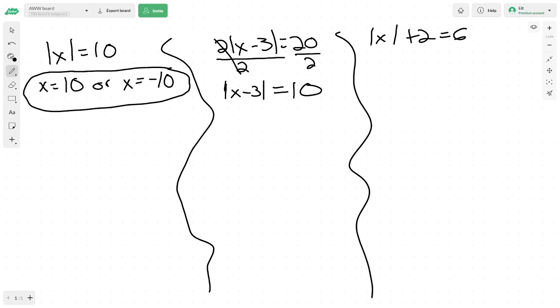So now I need to set up my two cases. Just like the absolute value of x, when it equaled 10, I set it equal to 10 and -10. I have to do the same thing here. I have to set this whole expression equal to 10, or maybe it equals -10.